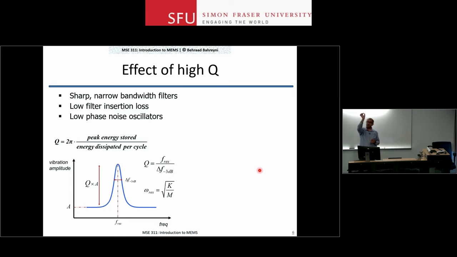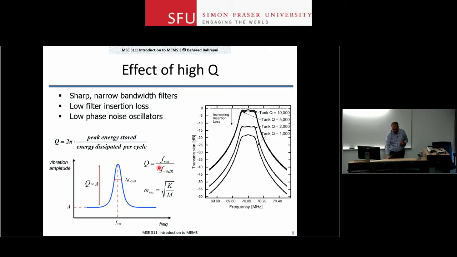Not only that, but if you look at the sharpness, how fast this drops, the 3 dB bandwidth is only 1 hertz for a resonator with a quality factor of 1 million and a resonant frequency of 1 megahertz. So it means that, let's say, if the amplitude at the top is 1, and you look at the 3 dB frequency, which is 1 over square root of 2 of the peak value, the bandwidth is only 1 hertz, right? This F3 dB is only 1 hertz.